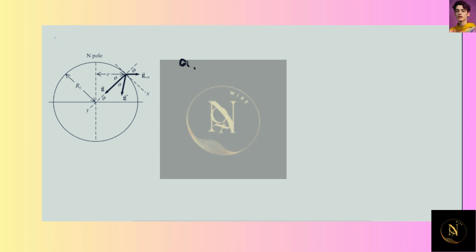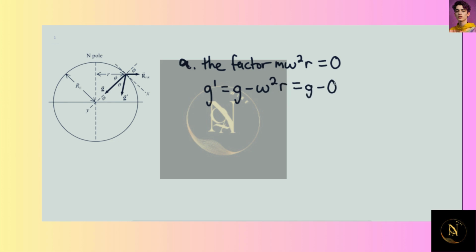This is the diagram of the system, and for part A, we can say that at the North Pole, the factor m omega squared times r, the mass times the angular velocity squared times r, is going to equal 0. And so there's no effect from the rotating reference frame, and so g prime would simply equal g minus omega squared r, which we know to be g minus 0. And so this would simply be equal to g, or 9.80 meters per second squared. The direction would be inward, or we can say radially inward.